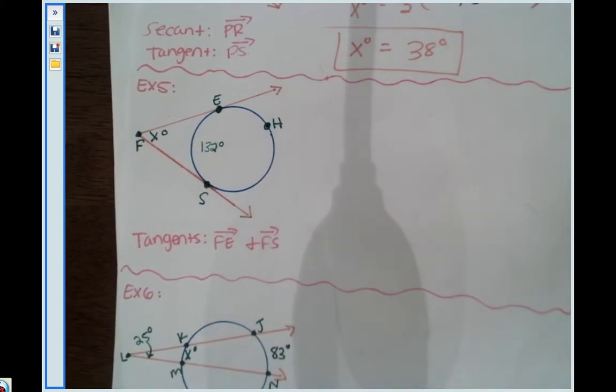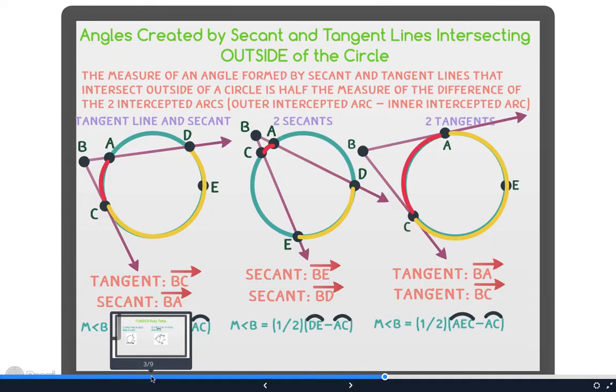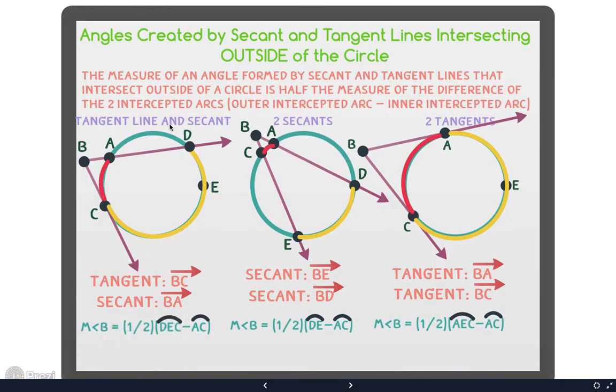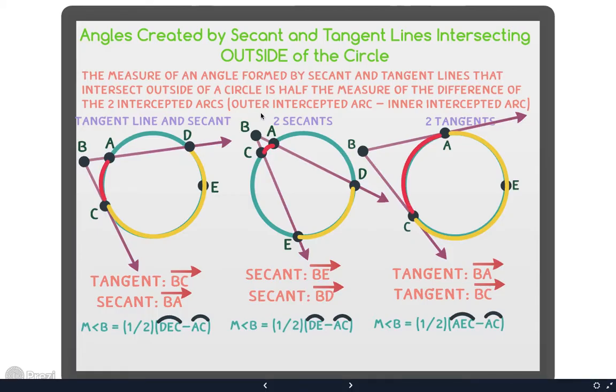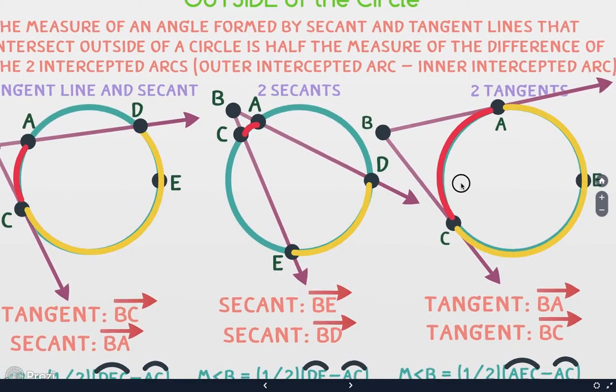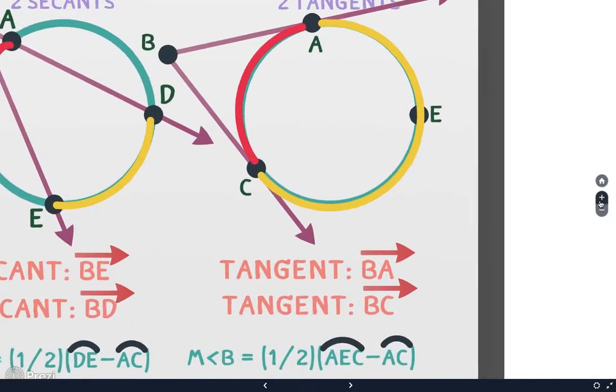So we need to think back to that nifty property on the Prezi video. This property says that the measure of an angle formed by secants and tangent lines that intersect outside of the circle is half the measure of the difference of the 2 intercepted arcs, which I refer to as the outer arc, the arc furthest away from the outside angle, minus the inner arc, which is the arc closest to the angle that's outside of the circle. In this case, we're looking at 2 tangents, so we're more specifically looking at this lovely case right here.